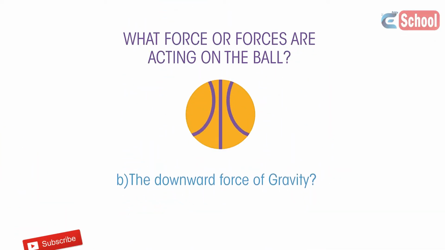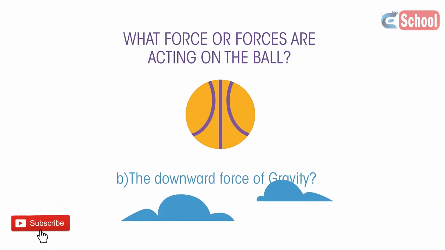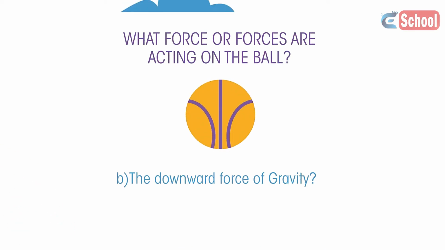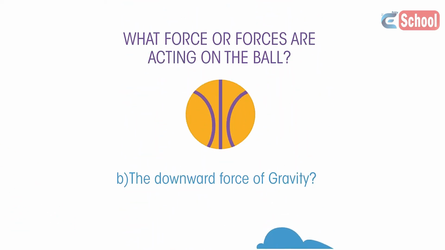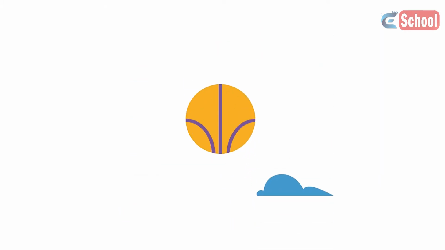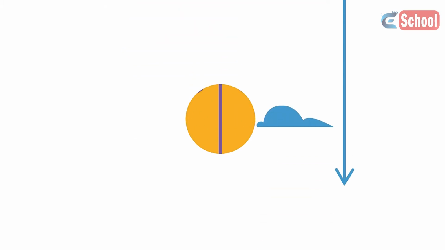The answer is just the downward force of gravity, which gradually slows the ball, stops it, then brings it back down, making it fall faster and faster. The unbalanced force here causes the ball to change its velocity.